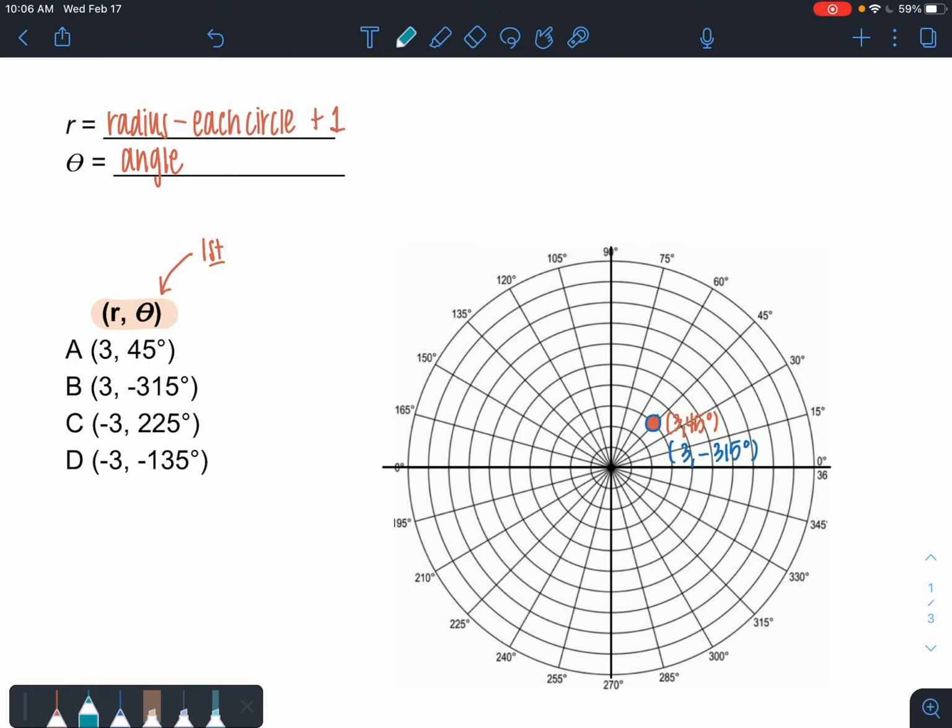Next up, we'll do negative 3, 225. So I'm going to go to 225, that's this right here. And since I'm going negative 3, instead of moving in the same direction, I'm going to move in the opposite direction. So this would be 1, 2, 3 if it were positive, but since I'm moving negative, I move in the exact opposite direction, which again is that same point. So this is negative 3, 225 degrees.